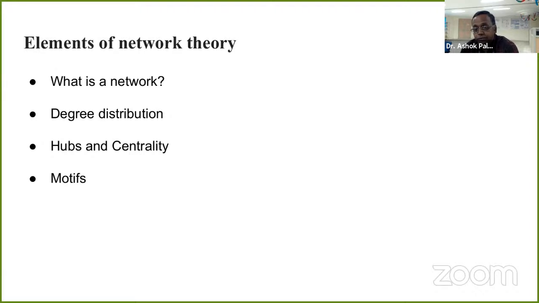And then motifs. We've heard about this term motif in relation to sequence, in relation to structure. Can anyone tell me what a motif means?